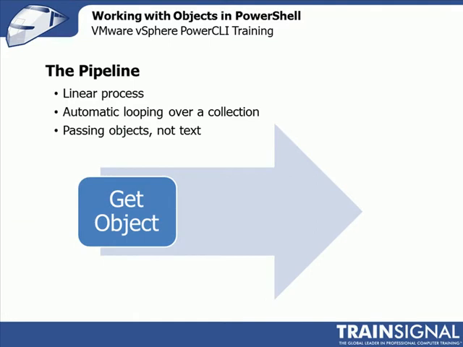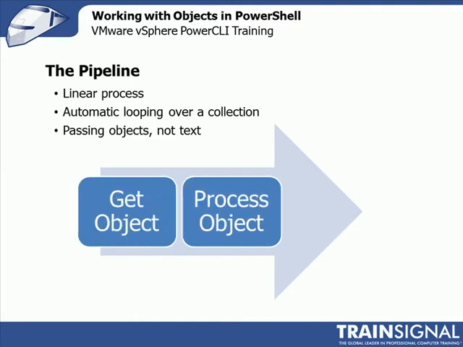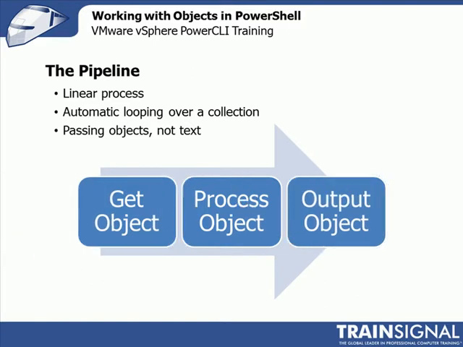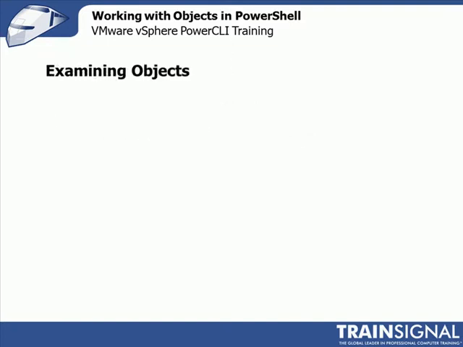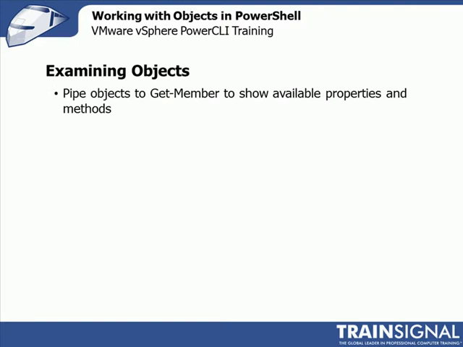You can start with getting an object, and then process it, and then output the object. This is a pattern that you will use over and over again in PowerShell, and the key thing is the pipeline, which is represented in a script by the pipe character, which is on many keyboards above the return key. Let me show you how to examine objects in PowerShell, and we'll get into a demonstration in a minute, and we'll also cover the pipeline character.